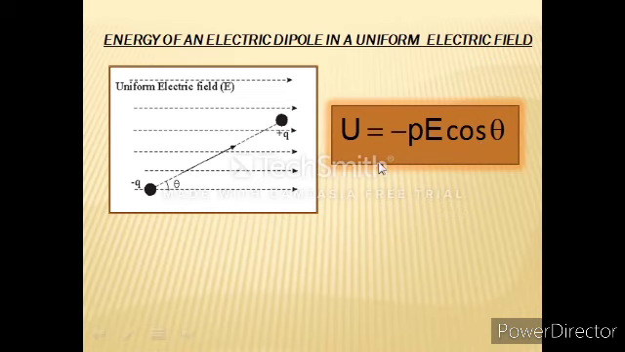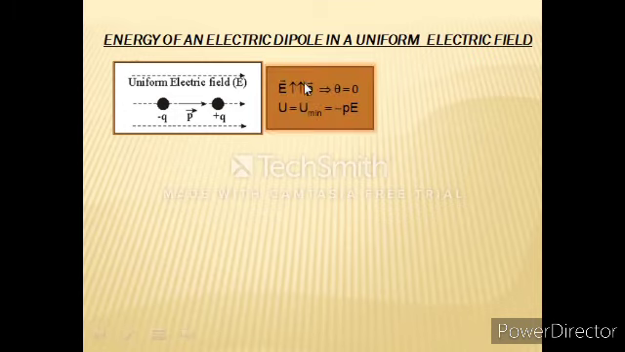The basic formula. Now let's see this. This is the example of uniform electric field again, where the dipole is oriented parallel to the field. Dipole moment from minus q to plus q, rightward. Field is rightward, dipole moment rightward. Theta 0. Energy should be minimum. So energy is minus PE. E is parallel to P. Theta is 0. Energy is minimum, that is minus PE.